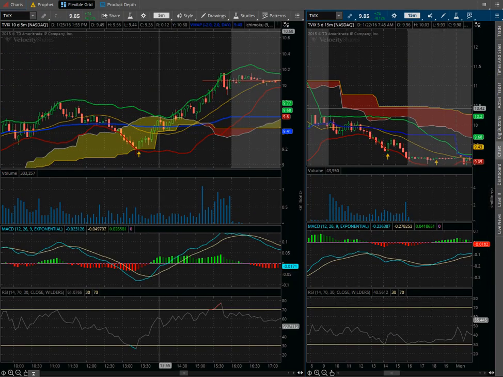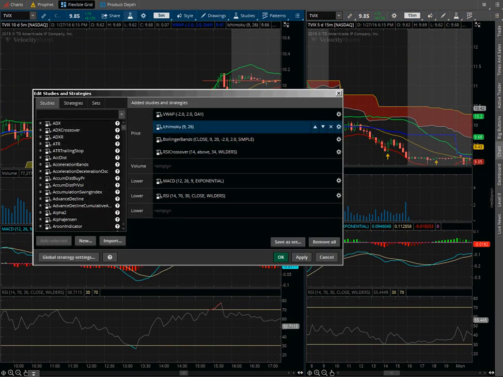Basically what I did was I went into my studies here, and these are all the different studies that I have. I'm a huge fan of Ichimoku clouds. They provide support and resistance, and inside the cloud the stock is considered neutral. You need to study on that; that's a completely different lesson.